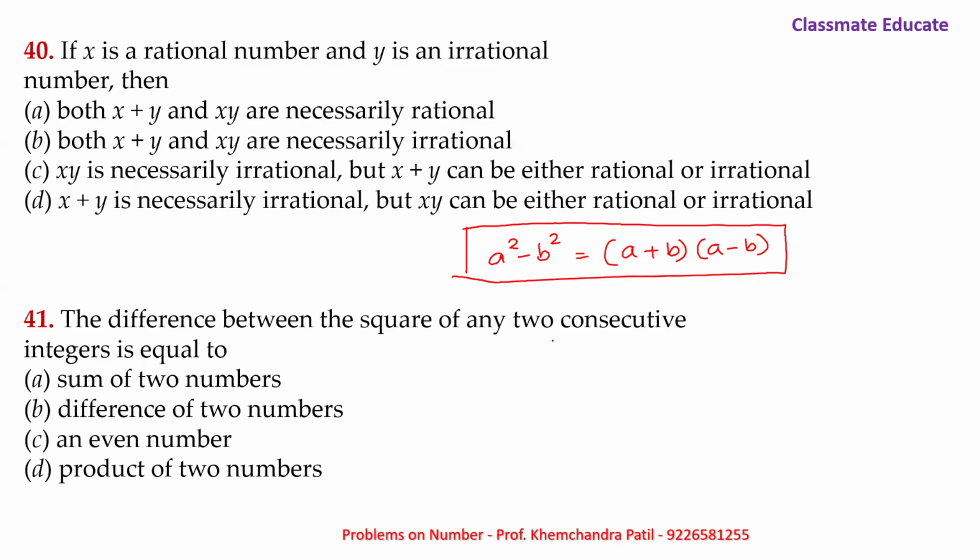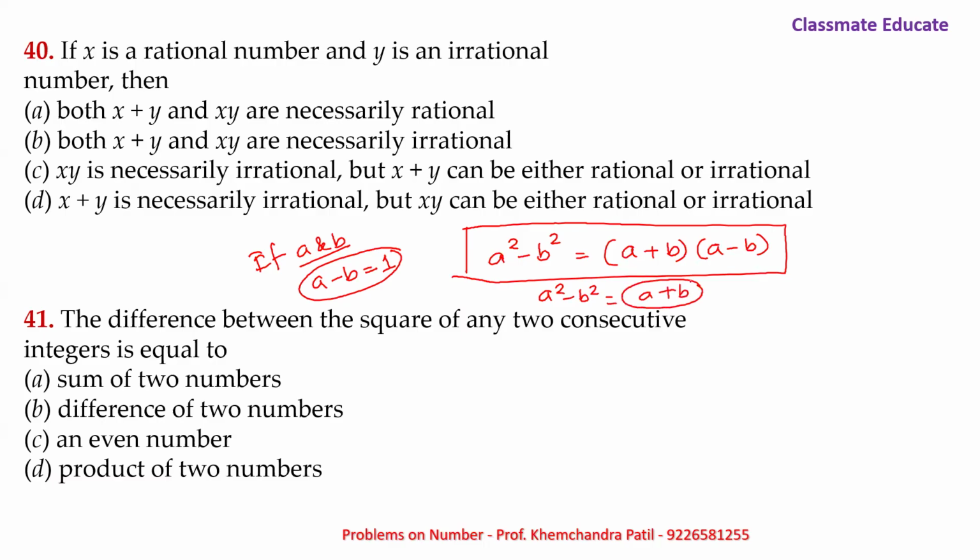So the difference between squares of two consecutive. Now if a and b are consecutive numbers, so what will be a minus b? This will be 1 only. This will be 1 if they are consecutive integers. If they are consecutive integers, their difference will be one. So if I am putting 1 here, what I will get: a square minus b square is equal to simply a plus b. Now try to give me the answer.